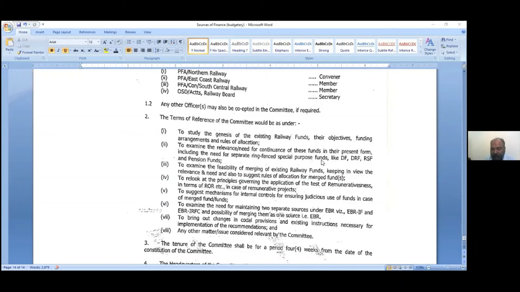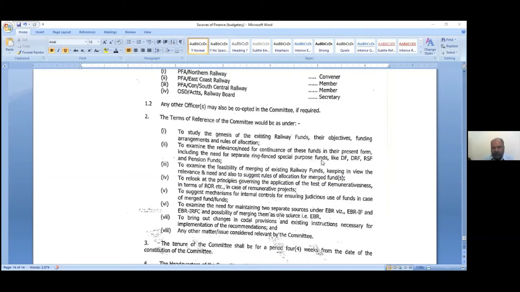And to examine the need for maintaining two separate sources, that is EBR-IF and EBR-IRFC. That is also one of the recommendations of the committee. Right now EBR-IF is there, EBR-IRFC is there. Both are through IRFC. That means IRFC is presently contributing to the rolling stock. EBR-IF is the infrastructure project, that is also financed through IRFC. So that is also a measure of both the EBR-IF and EBR-IRFC.